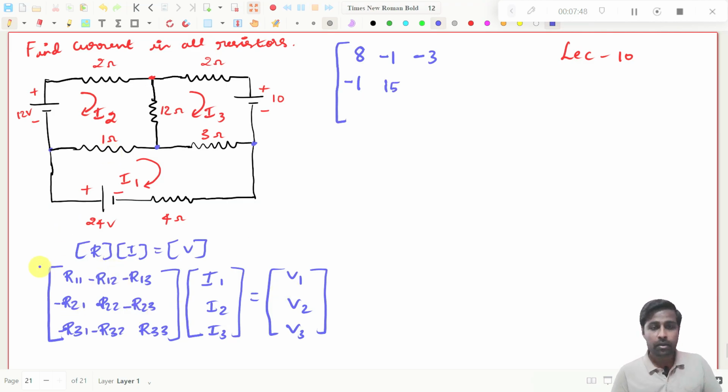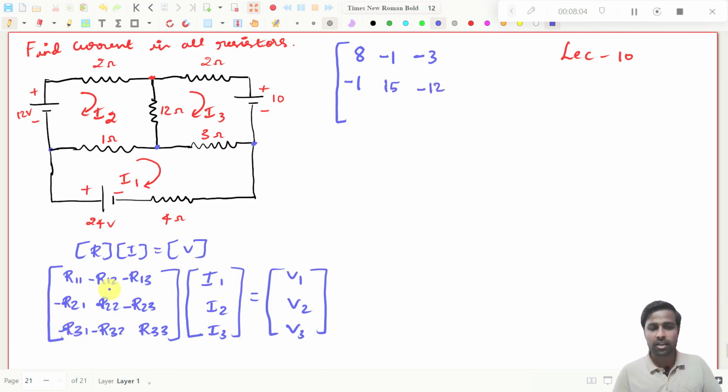Next, R23. You see, this is the second loop. If I am going for the second loop, this 12 ohm resistor is coming. And if I go for the third loop, there also this 12 ohm resistor will come. So what is this value? This will be minus 12.